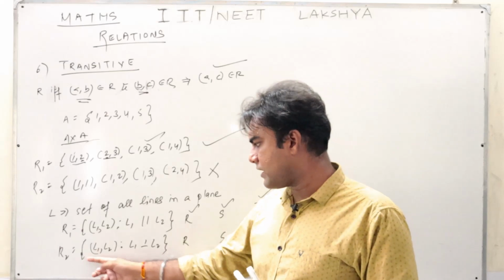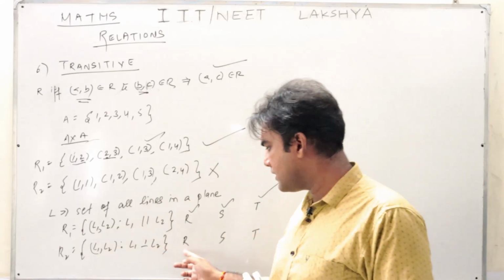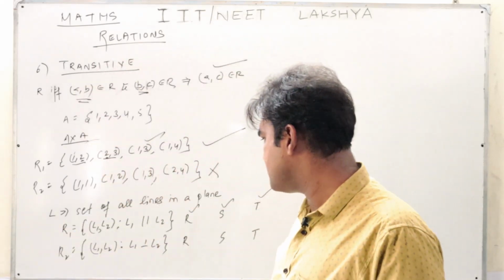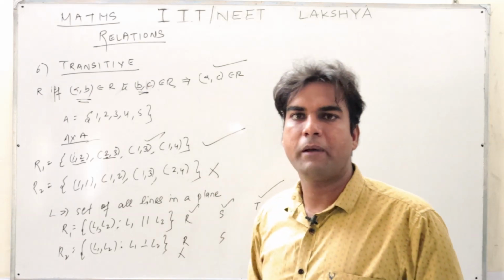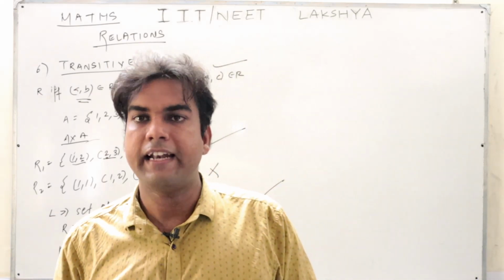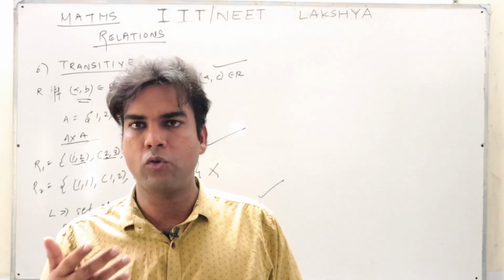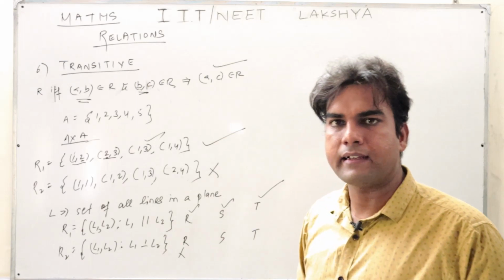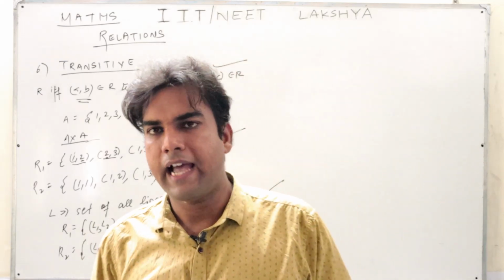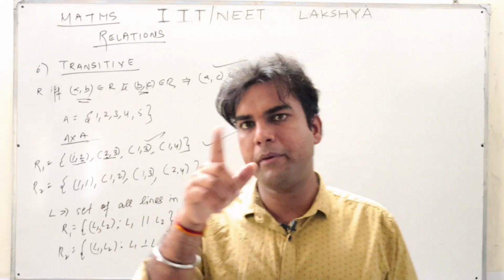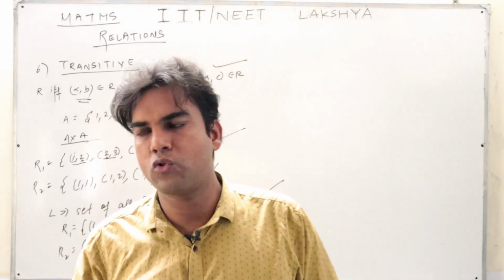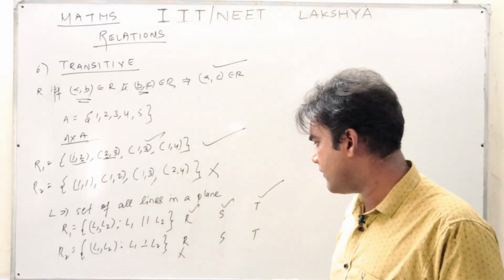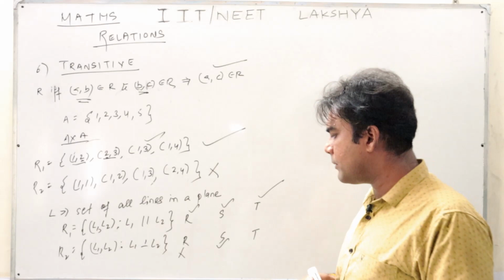Let us see the second relation R2: L1 is perpendicular to L2. Is it reflexive? Is a line perpendicular to itself? No, a line is not perpendicular to itself. A line is parallel to itself, or coincident, but it is not perpendicular to itself. Is it symmetric? Symmetric means if AB belongs to R, then BA should also belong to R. So if L1 is perpendicular to L2, then L2 is also perpendicular to L1. So it is symmetric.